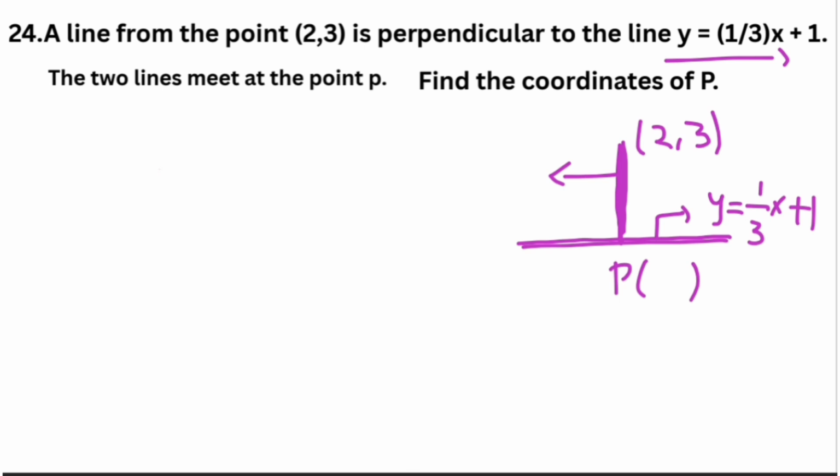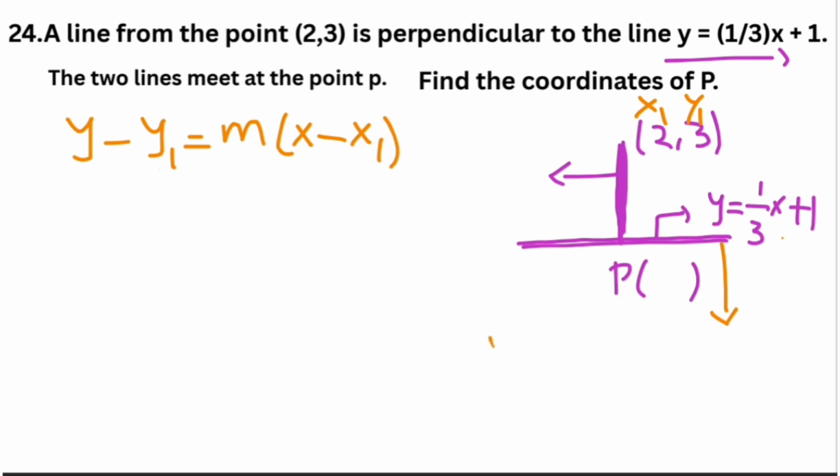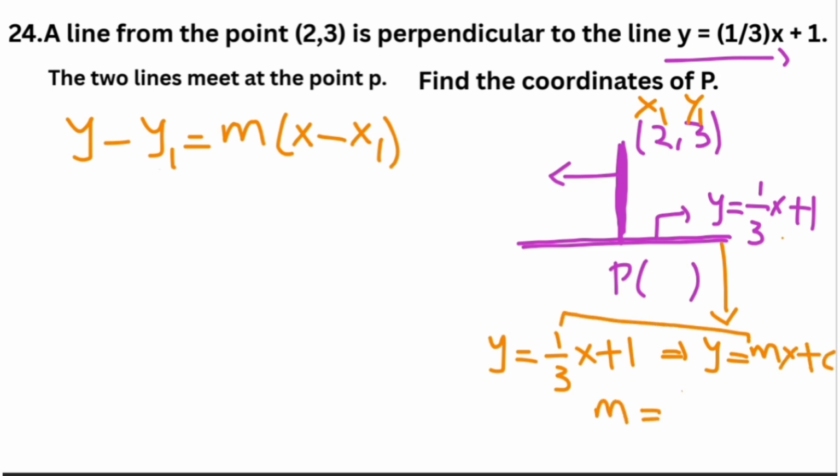What is the formula for the equation of a line? y minus y1 equal to m times x minus x1. Here this is x1, y1. See, for this line, what is the slope? y equal to 1 by 3x plus 1. Actually it is in the form of y equal to mx plus c. So when you compare these two, we can say that here m is 1 by 3.